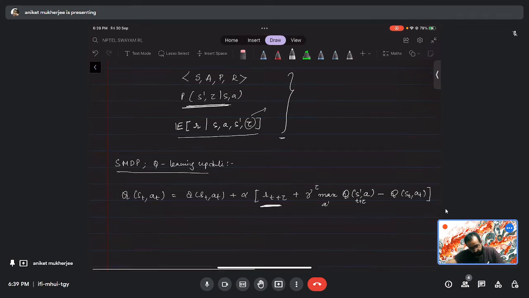where your R(t+tau) is equal to R(t+1) plus gamma R(t+2) plus gamma squared R(t+3) plus so on, up to gamma to the power tau minus 1 times R(t+tau).